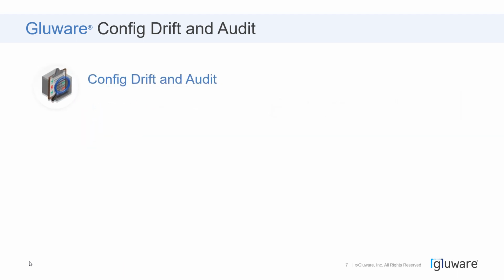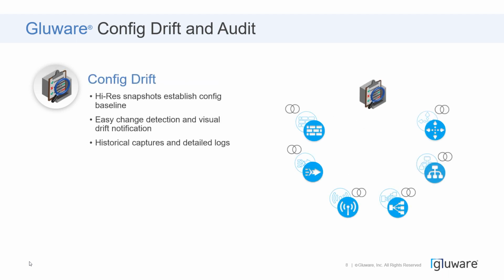Moving on into the next application, Config, Drift, and Audit. It is really a dual function app, as the name implies. The Drift functionality enables you to capture the current running config from every network device that's in the Gluware system. With that high resolution snapshot, we look at every character, essentially every line of the config, and establish a baseline. Then when you do subsequent captures that are generally daily or on some periodic basis, maybe every 12 hours, every 24, at a minimum maybe weekly or monthly, Gluware will easily and clearly identify exactly what has changed.